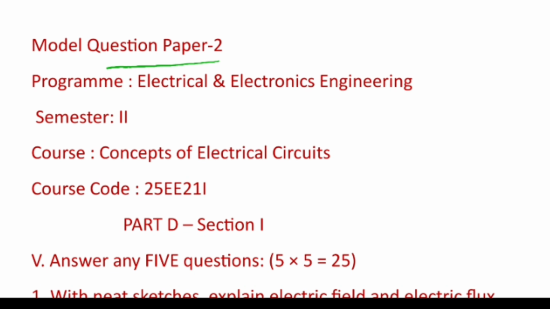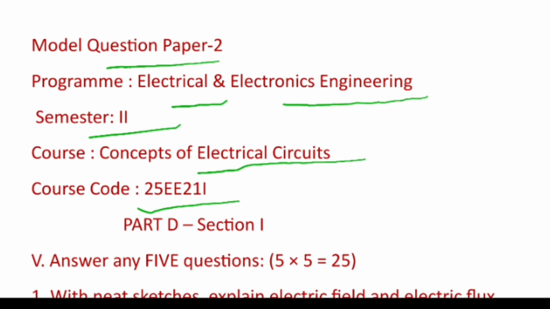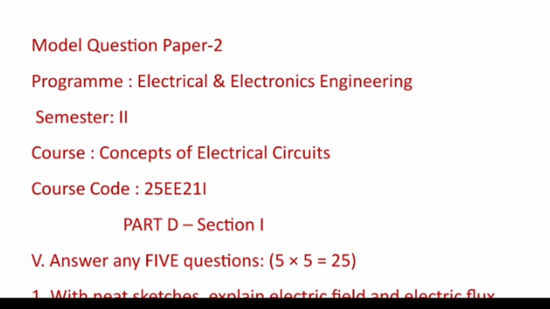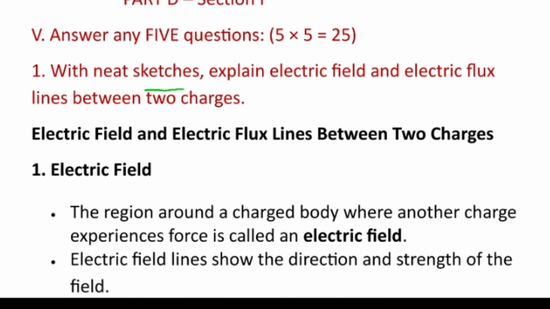This is model question paper 2, Electrical and Electronics Engineering, semester 2, Concepts of Electrical Circuits. Subject code is 25EE21H. Part D, Section 1, 5 marks questions. If you attend 5, you will get 25 marks. The question is: with a neat sketch, explain electrical field and electrical flux lines between two charges.